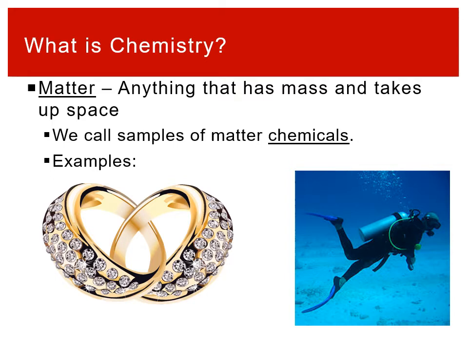Okay, great. Well, what's matter then? Matter is anything that has mass and takes up space. Okay, so functionally what this means is it's stuff. Generally, in a chemical context, we call samples of matter chemicals. A chemical is just any sort of sample of matter. And so it has mass and takes up space.